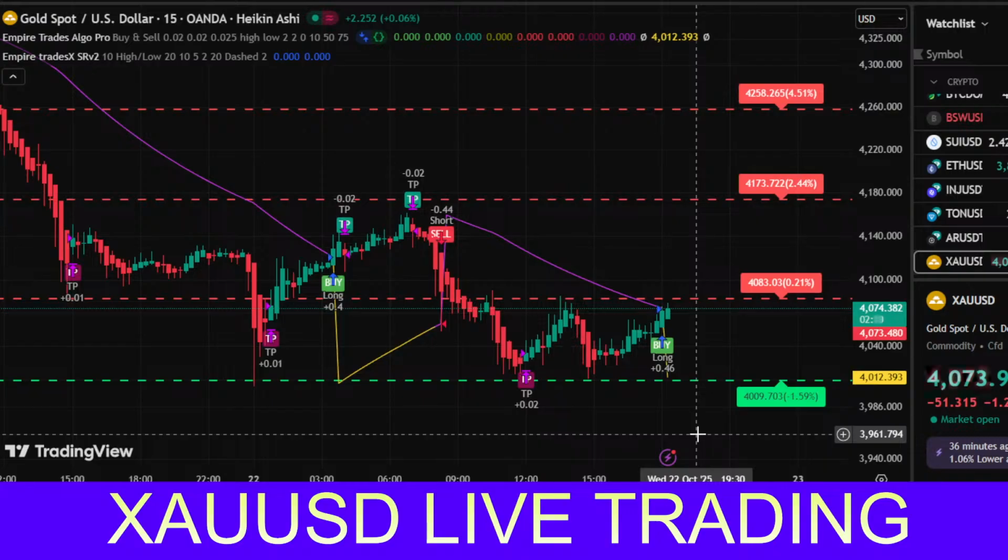MetaTrader 4, MT4, and MetaTrader 5, MT5, are two of the most popular trading platforms developed by MetaQuotes Software, catering to Forex, commodities, and other financial markets. While both platforms offer robust tools for trading and analysis, they have distinct differences that may influence a trader's choice based on their specific needs and trading strategies.